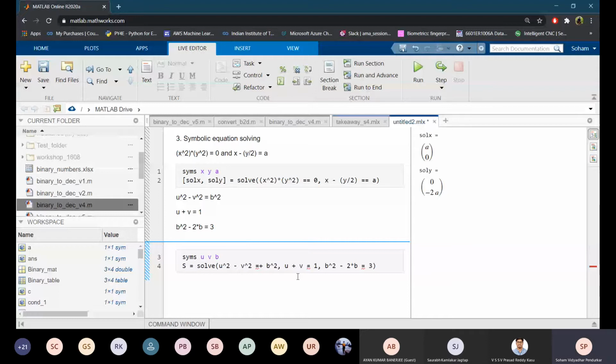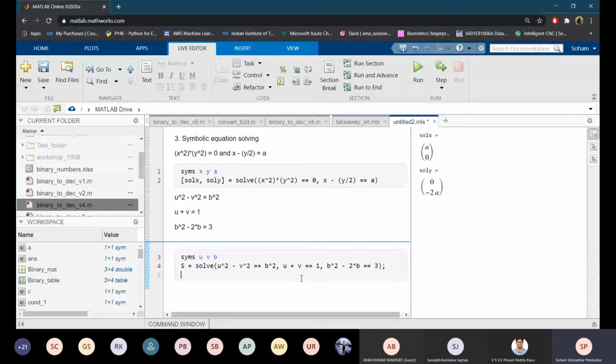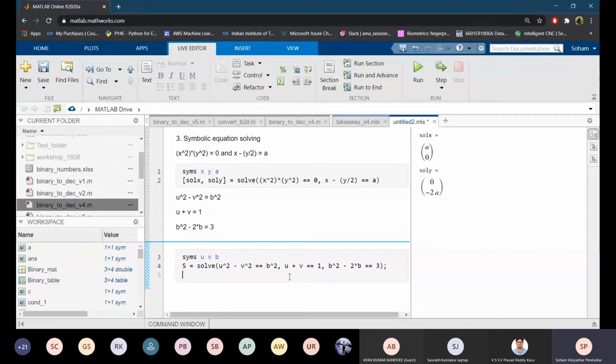Okay, so now it will be stored. The solution will be stored in structure form in S, and now it depends on what you ask S to give. So if I put S dot U, it will give me the U values. If I put S dot V, it will give me V values, and if I put S dot B, it will give me B values.